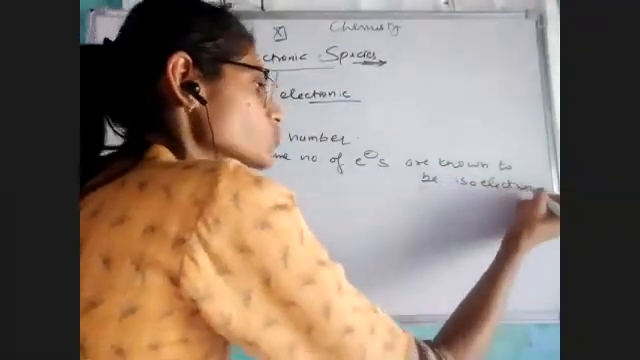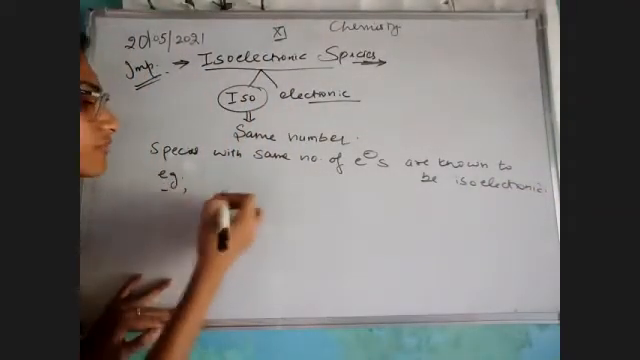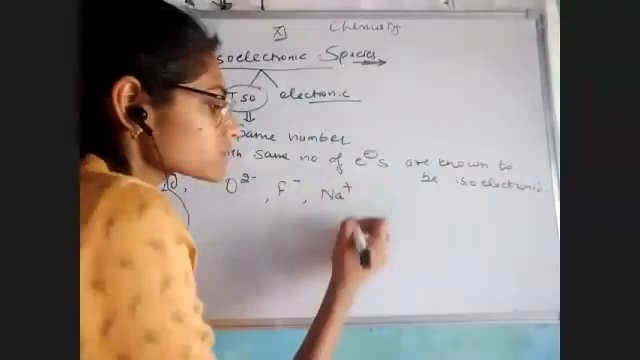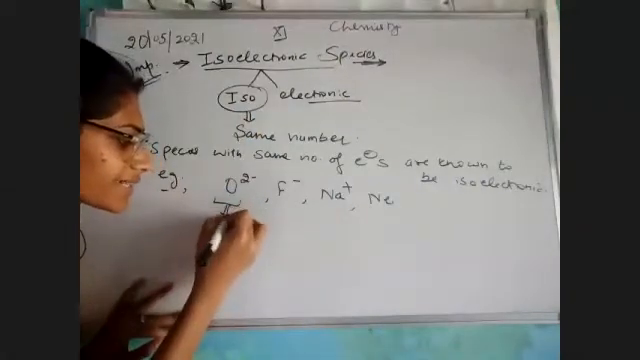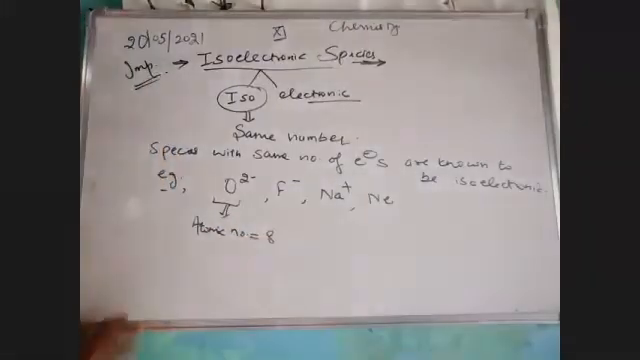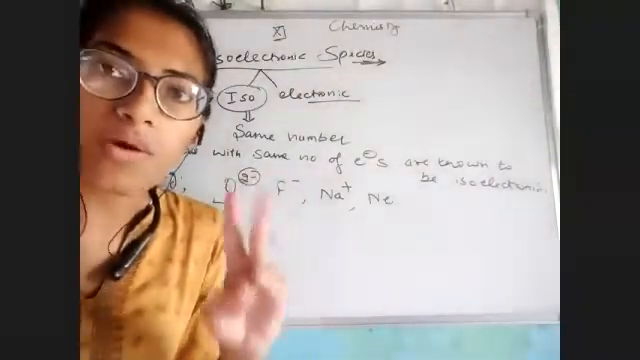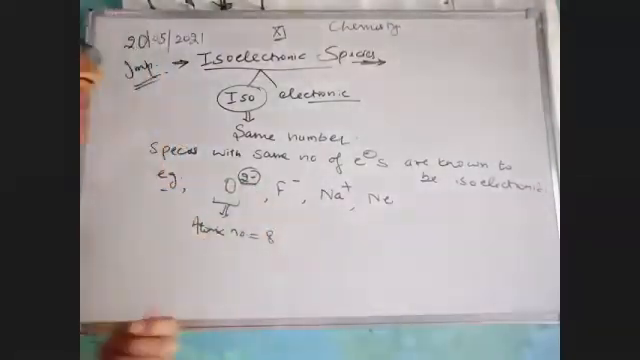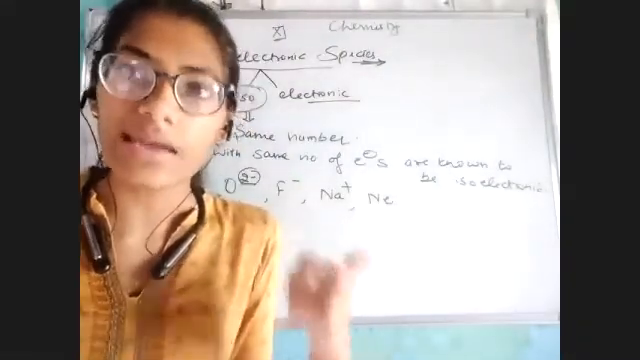Now the question arises, we have defined it, but what is its actual meaning? हम इसको समझें कैसे? For example, we have O2 negative, we have F negative, we have Na positive, और we have neon. आपको पता है कि हमारा जो ऑक्सीजन है, its atomic number is equal to 8. You know that now very well. 2 minus means we have added 2 more electrons to it. I'm again repeating, whenever we are taking a negative charge, that means we have provided it with extra electrons. That is, it has become an anion now.